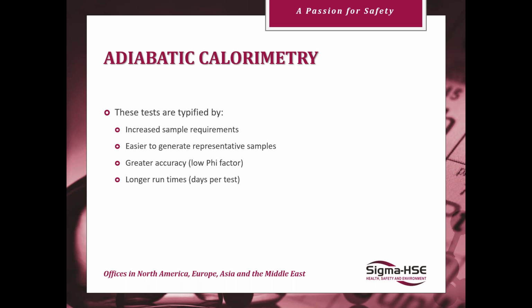If you can imagine, you've got a reaction that requires a really minority catalyst. If we're trying to prepare a sample to go into a screening test that only requires milligrams, trying to add in exactly the right amount of catalyst is going to be very difficult. So when we scale up slightly to the adiabatic calorimetry, we're working with tens to hundreds of grams. We can replicate the process a lot easier, so it's much more representative.